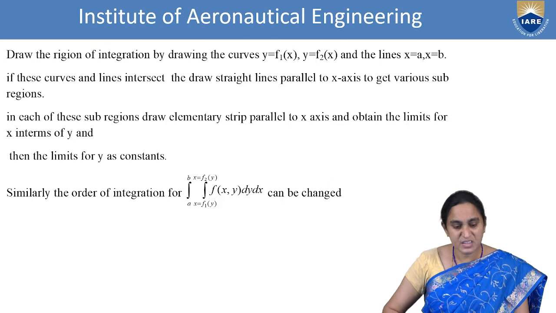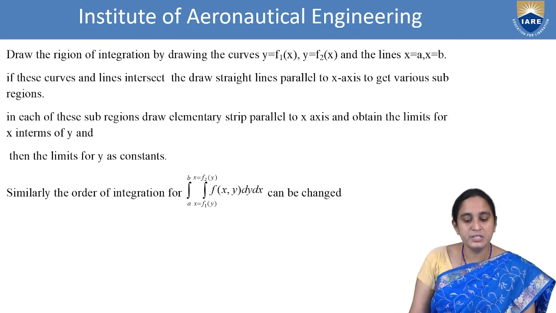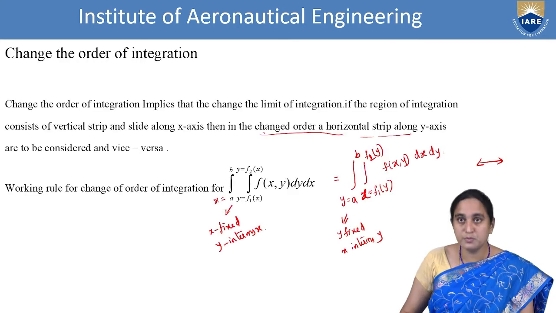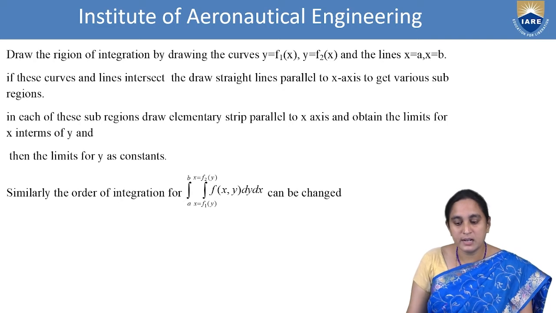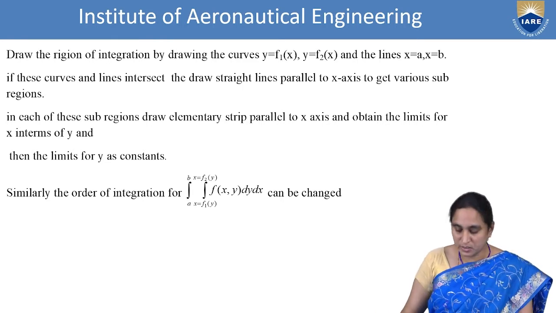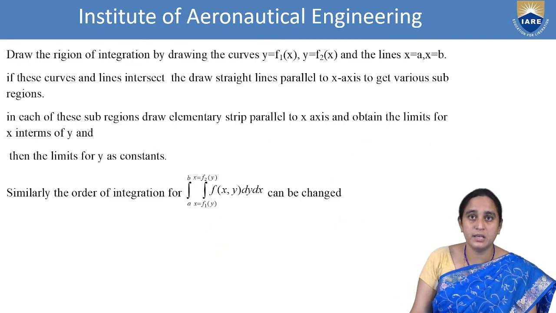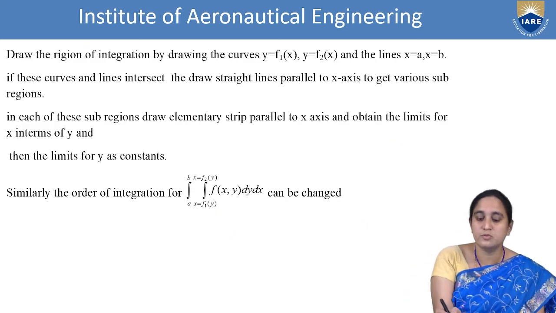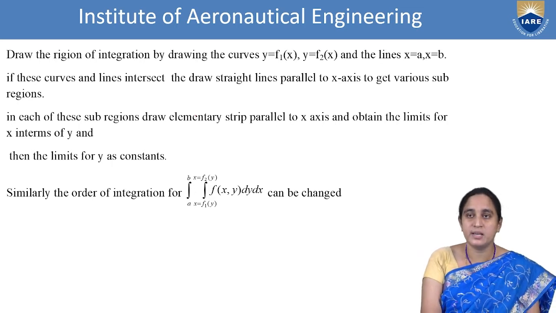Second one: draw the region of integration by drawing the curves y equal to f1 of x and y equal to f2 of x, and the lines x equal to a and x equal to b. If these curves and lines intersect, draw a straight line parallel to the x-axis to get various subregions. What I discussed in the previous slide is the same concept. If x is fixed and y is in terms of x, we draw the straight line parallel to the x-axis.